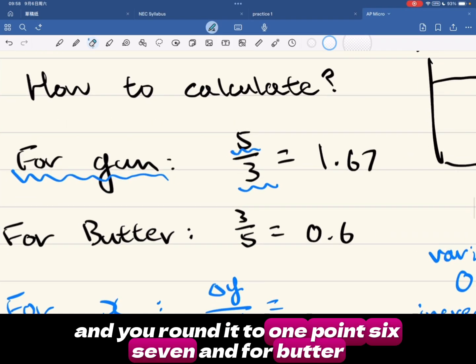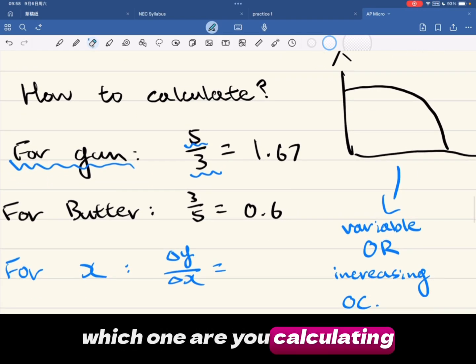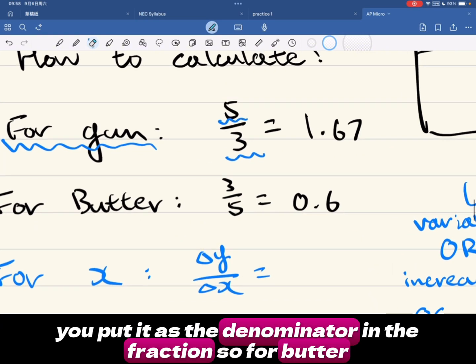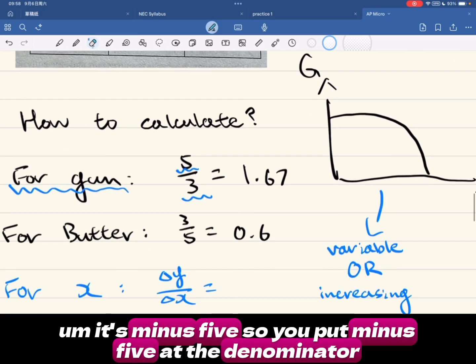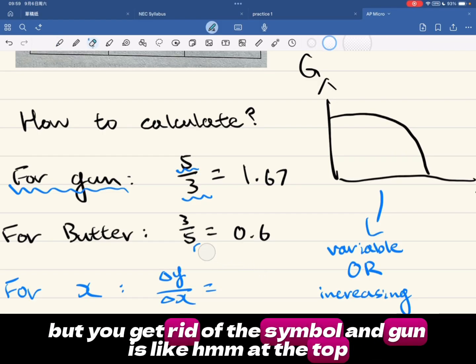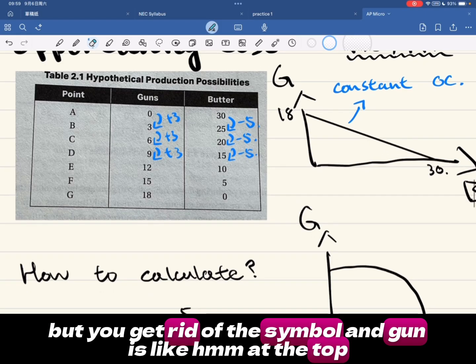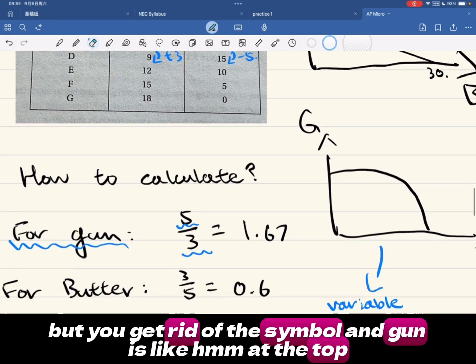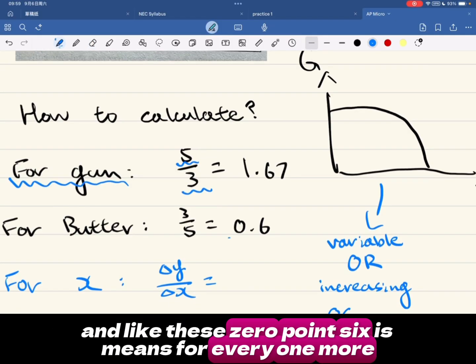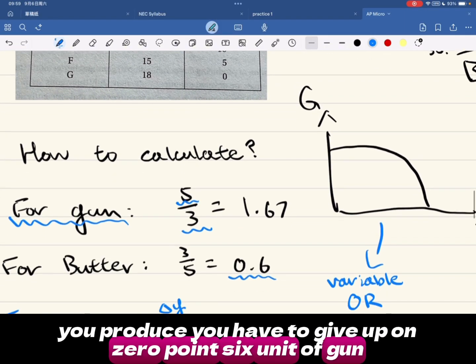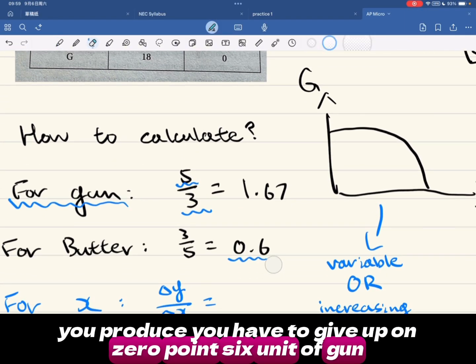And for butter, which one are you calculating? You put it as the denominator in the fraction. So for butter, it's minus 5. You put 5 at the denominator, but you get rid of the sign. And gun is at the top. So 3 over 5 is 0.6. And this 0.6 means for every 1 more butter you produce, you have to give up 0.6 unit of gun.